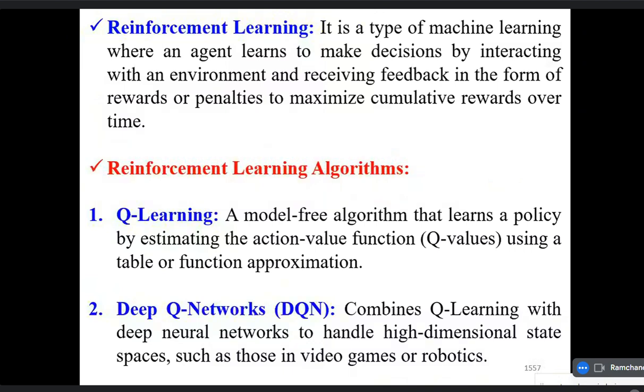Next one is reinforcement learning, one of the types of machine learning approach where an agent learns to make decisions by interacting with an environment and receiving feedback in the form of rewards and penalties to maximize cumulative rewards over time. That is called reinforcement learning. I have already explained that based on punishment and reward, we are solving the problem.